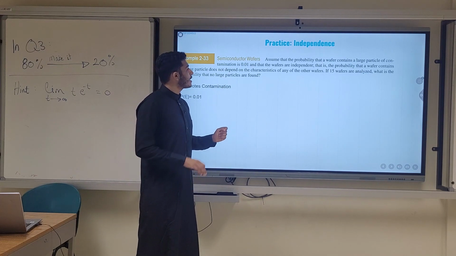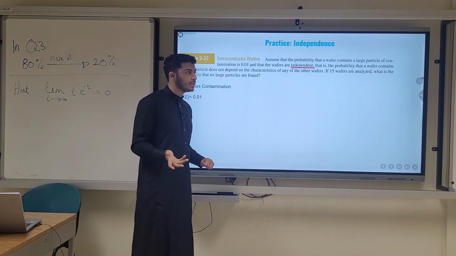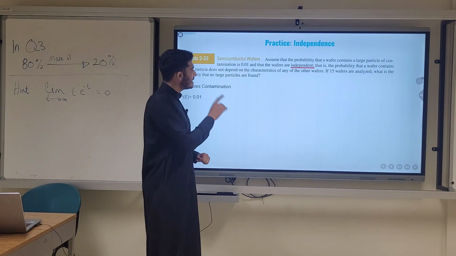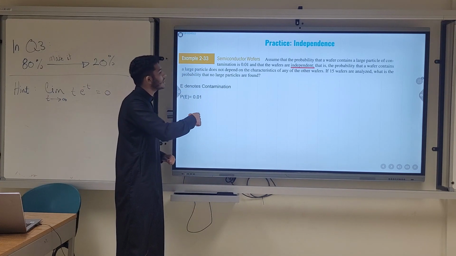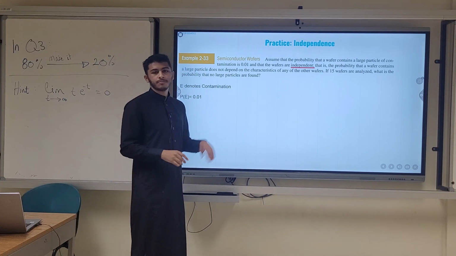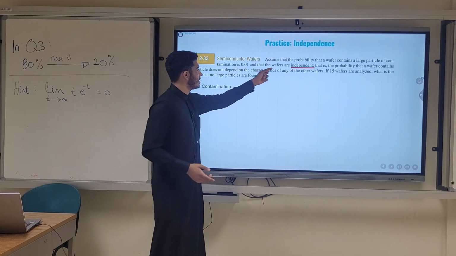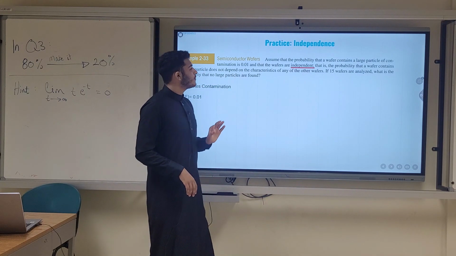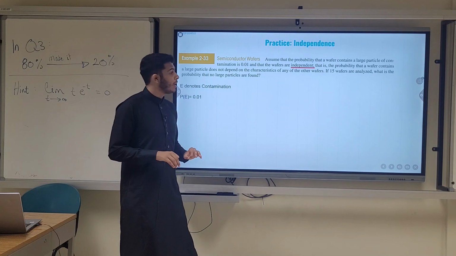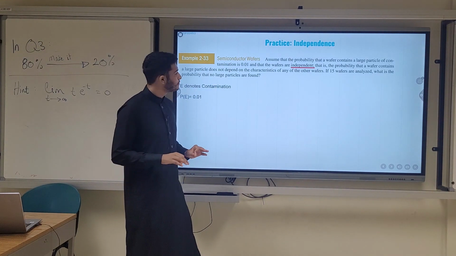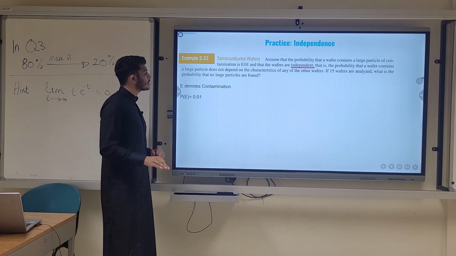And that the wafers are independent. So we can use the formula that we have seen earlier about independence. That is, the probability that a wafer contains a large particle does not depend on the characteristic of any other wafers. He's just explaining what independence is, so you can omit this sentence here. If 15 wafers are analyzed, so we have to analyze 15 wafers at this time, that is where the independence is going to come in handy. So what is the probability that no large particles are found?